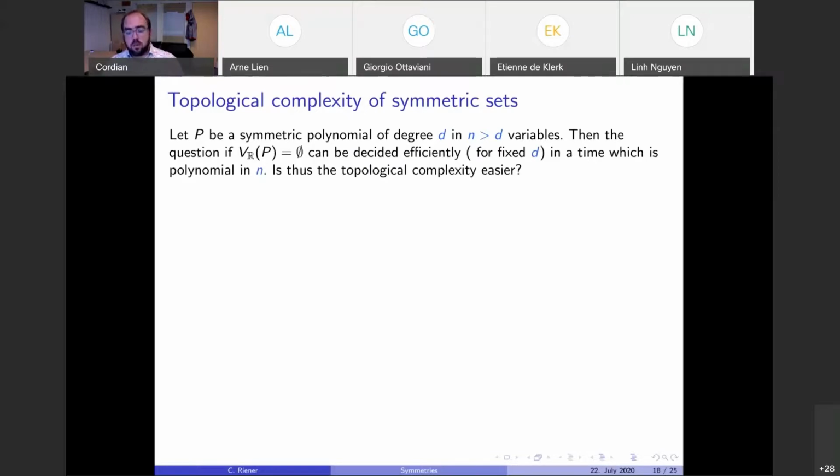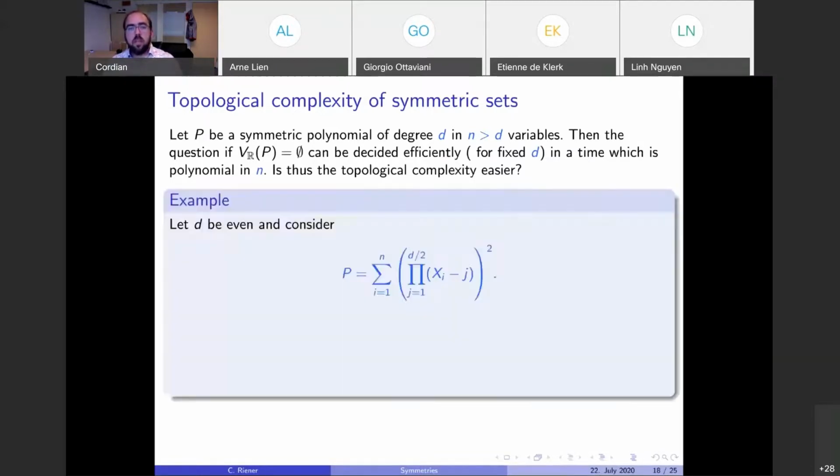So the question that one can easily ask is, does this actually mean that the topological complexity, measured by these Betti numbers, is better? So let's just look at a very simple example of that. Let's look at this polynomial. This polynomial is a polynomial in n variables. It is symmetric. It has a degree d. And if you stare at it for maybe a minute or two, you will essentially see what kind of variety is defined by this polynomial.